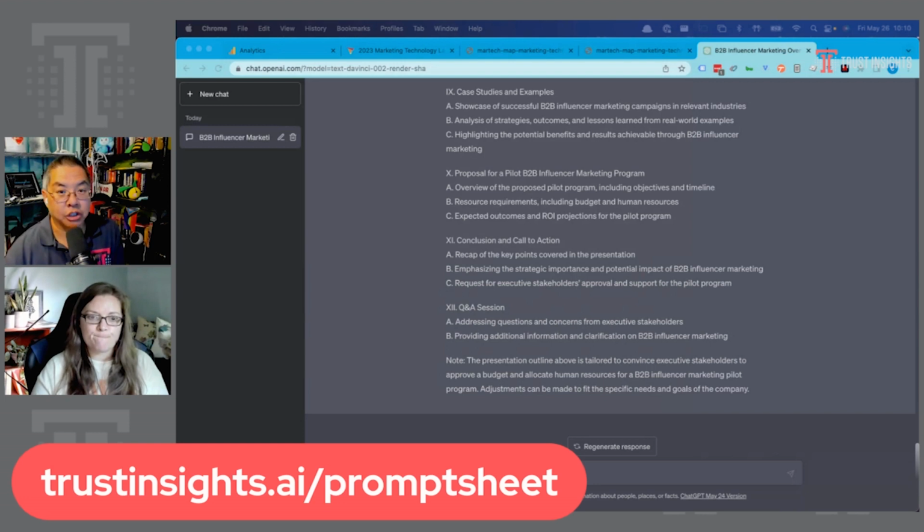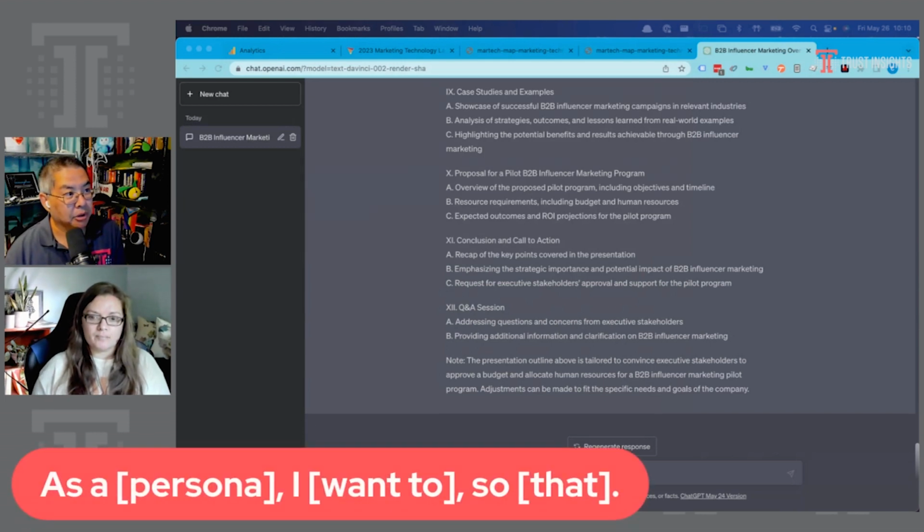You can also just use the user stories that we were talking about earlier. You can write that out as well. But that's how I would suggest getting started with prompt generation.